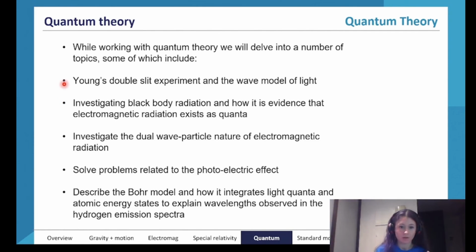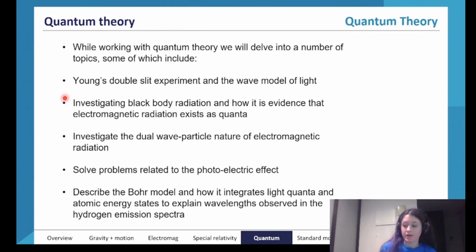Basically, we have evidence from Young's double slit experiment that light is a wave, but we have evidence from black body radiation and also from the photoelectric effect, which was another experiment done even later than that in the 1900s, which show that light is a particle. So Einstein basically came up with this theory, which describes light as being both a wave and a particle.